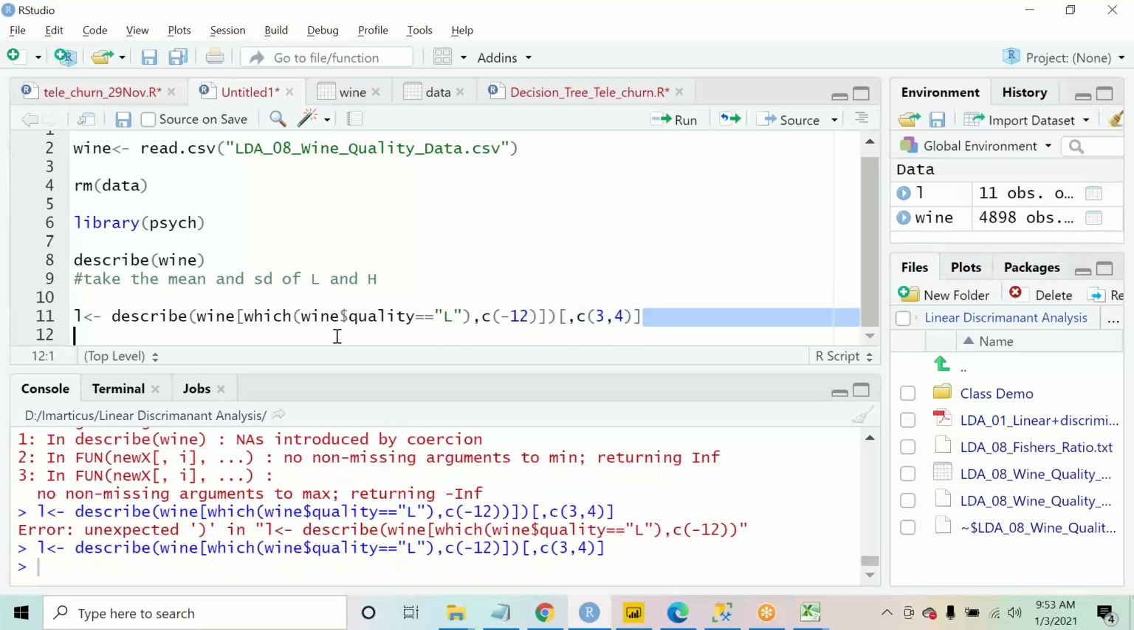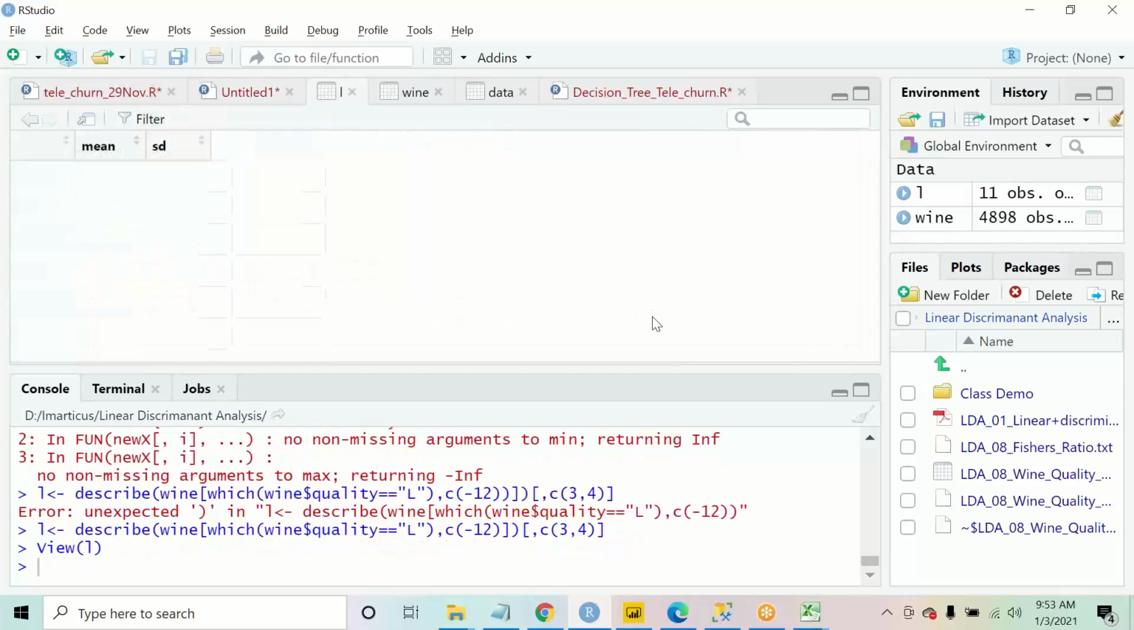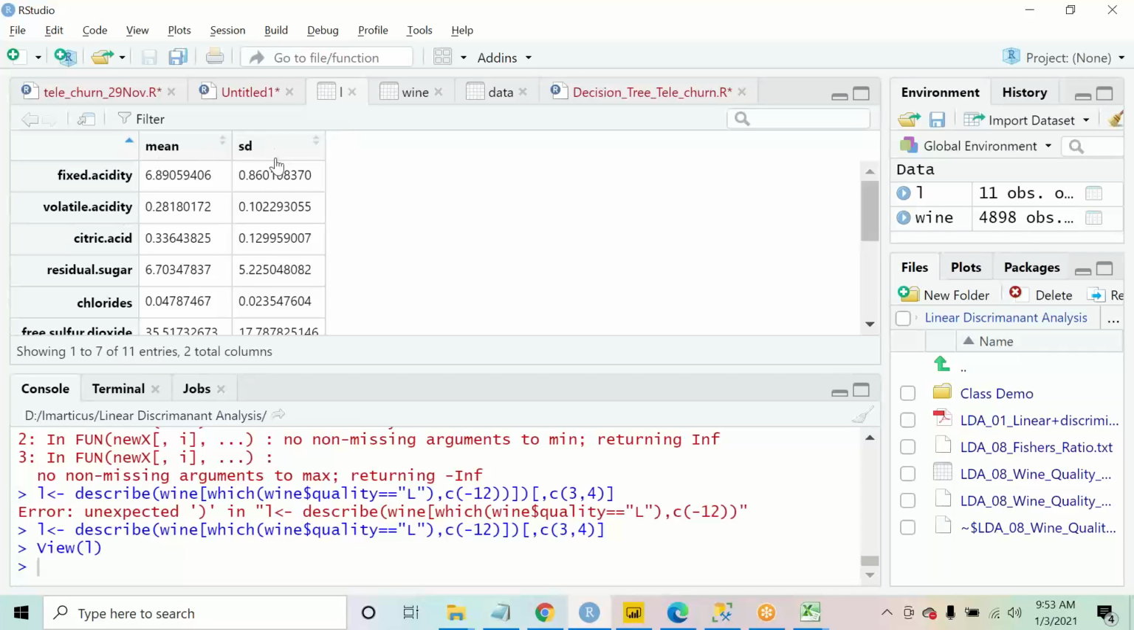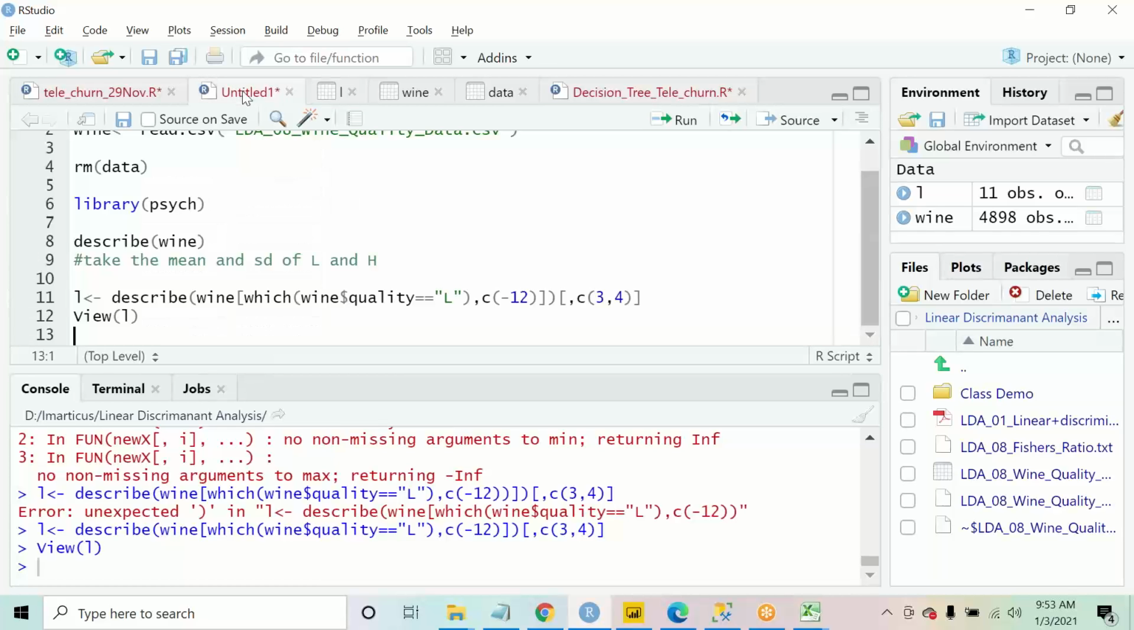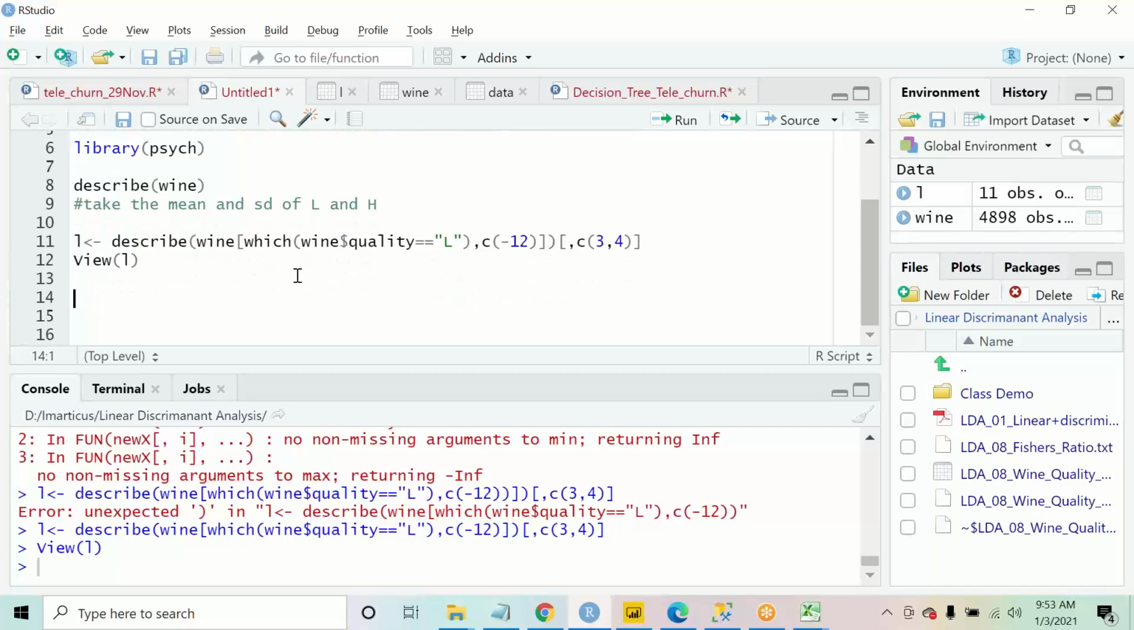Okay, so if you now check L, if I say view L, I've got the mean and standard deviation over here for this variable, for the data set L. And in the same way I will create H also.